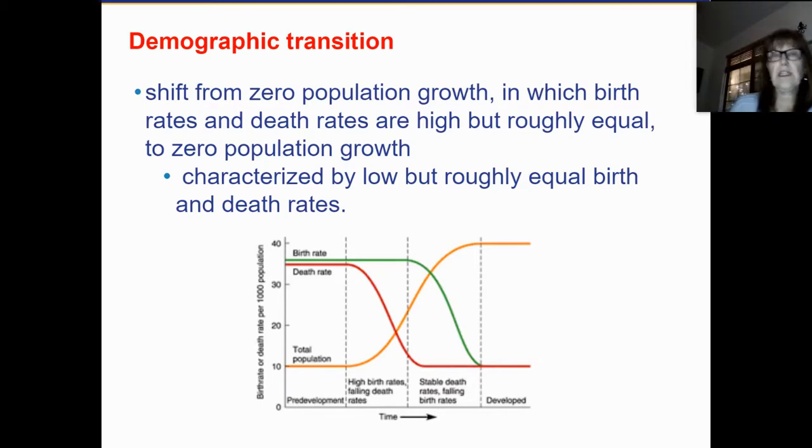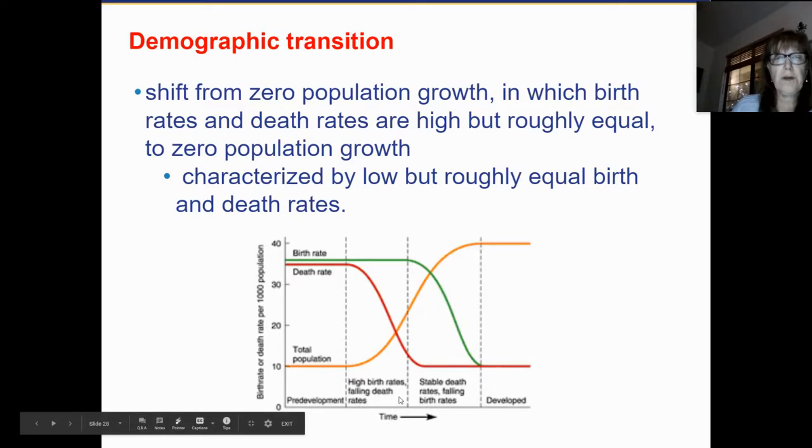This is characterized by low but roughly equal birth and death rates. So when we look at this graph here, what we see is this is over a period of time. This is pre-development, with high birth rates and falling death rates. This is stable death rates with falling birth rates.